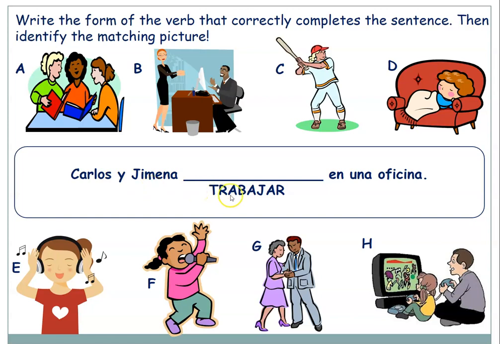Carlos y Jimena blank en la oficina. Carlos y Jimena, trabajar is to work in una oficina. I have dos personas. I have a male and a female. I want to say they because they are ellos. It is plural. I'm not including myself. I'm going to drop the AR and I'm going to add the ending for ellos, ellas, ustedes, which is an. And there I go, trabajan.